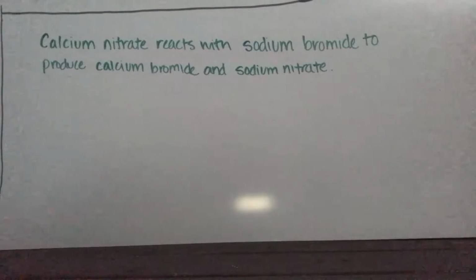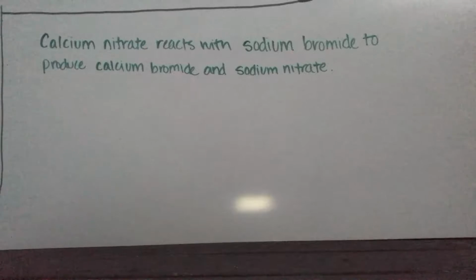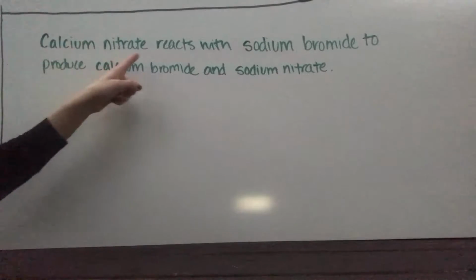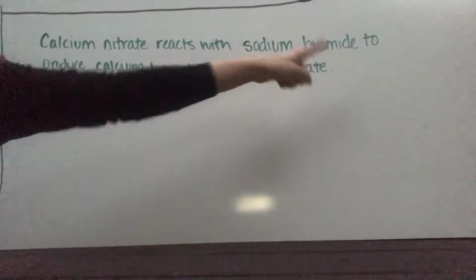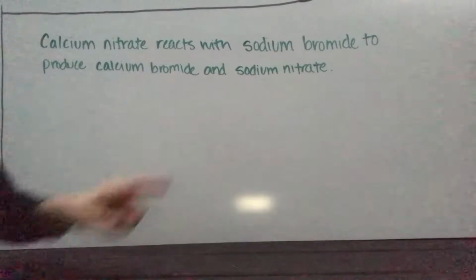Hey guys, I'm going to go over how to take the chemical formulas that I showed you how to write and put them into a chemical equation and then balance that equation. So what I have here is a reaction in paragraph form, and it tells me that calcium nitrate reacts with sodium bromide to produce calcium bromide and sodium nitrate.